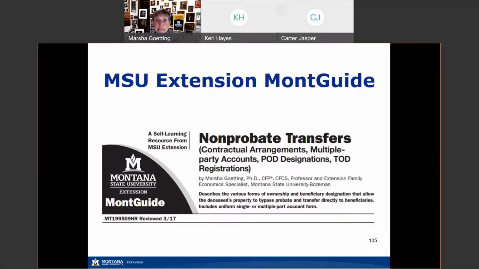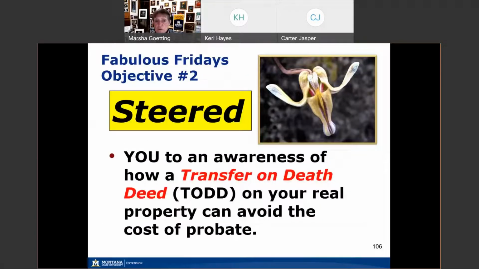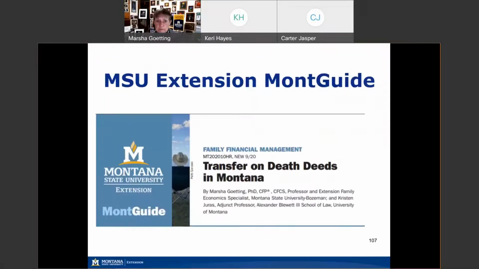And I get into detail about what is involved. I also hope I steered you towards an awareness of a transfer on death deed. It's great the legislature has given us these tools to avoid probate. If you already know who you want to receive stuff, what a great thing.